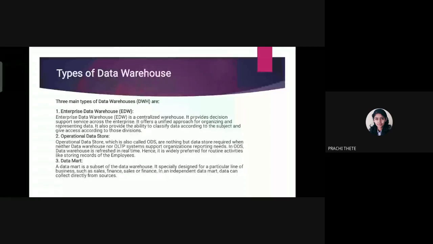A data mart is a subset of the data warehouse. It's specially designed for a particular line of business, such as sales or finance. In an independent data mart, data can be collected directly from sources. So these are the types of data warehouse, which are enterprise data warehouse, operational data store, and data mart.